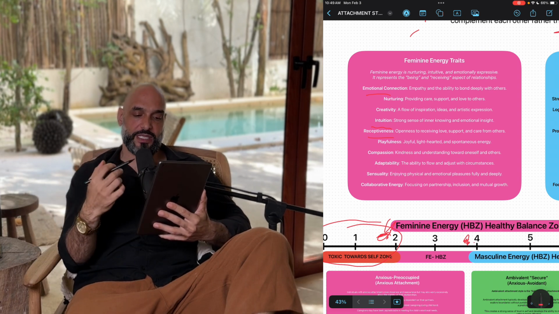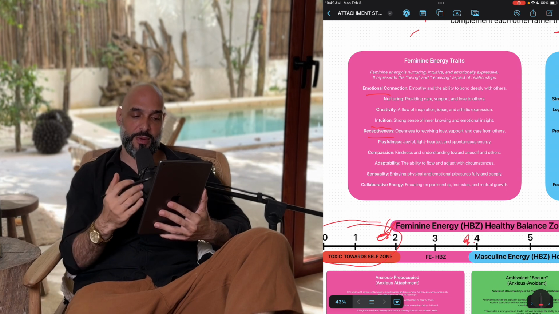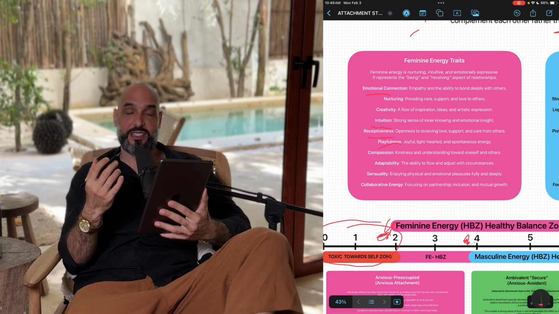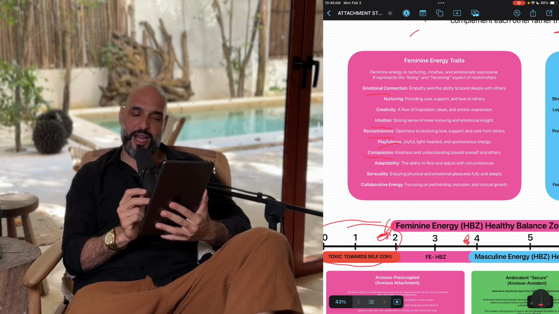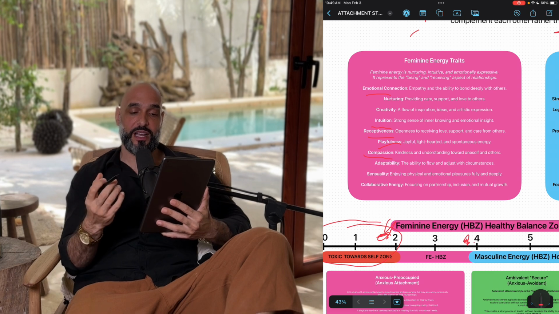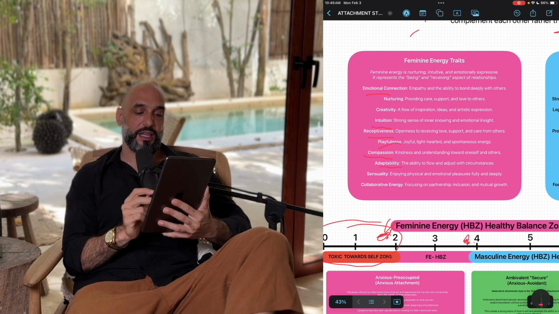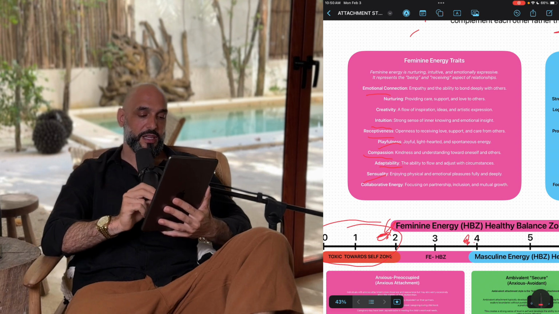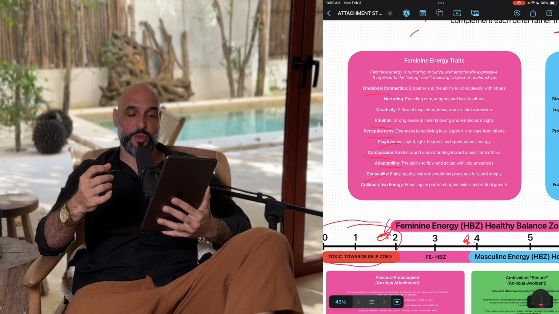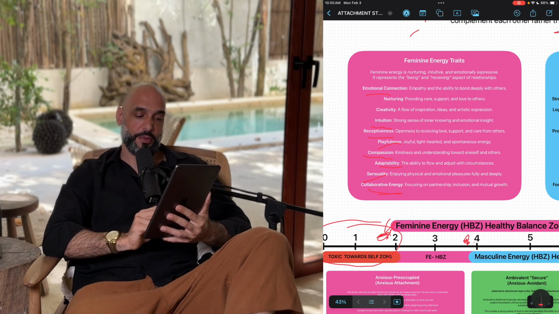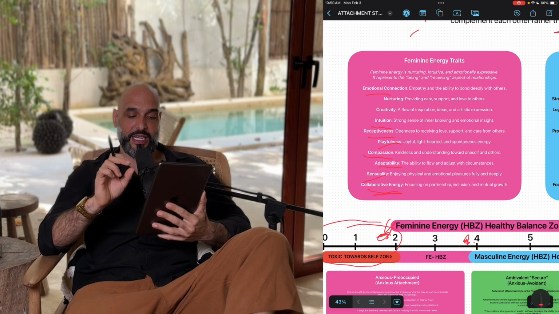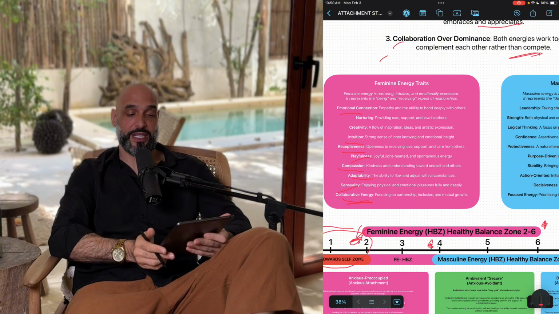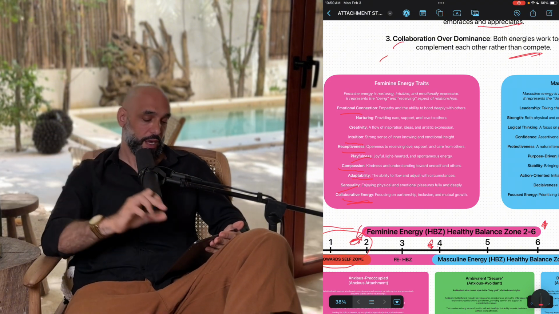Receptiveness, openness to receive love, support, and care from others. Playfulness, joyful, lighthearted, and spontaneous energy. Compassion, kindness, and understanding towards oneself and others. Adaptability, the ability to flow and adjust with circumstances. Sensuality, enjoying physical and emotional pleasure fully and deeply. Collaborative energy, focusing on partnerships, inclusion, and mutual growth. This is more the feminine energy traits, and you see why the feminine needs to be more emotional.